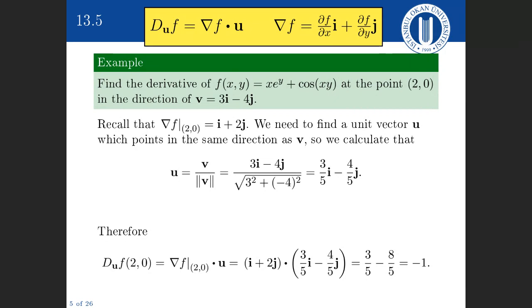So what that means is, if we were standing on the graph of this function at the point where x is 2 and y is 0, and if we were facing in the same direction as 3i minus 4j, then the ground underneath us would slope downwards at slope -1.